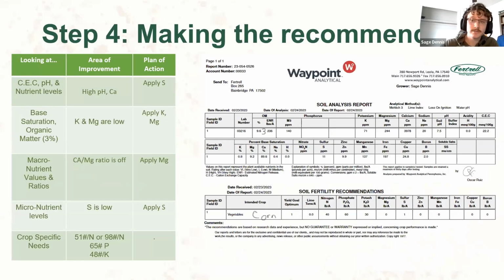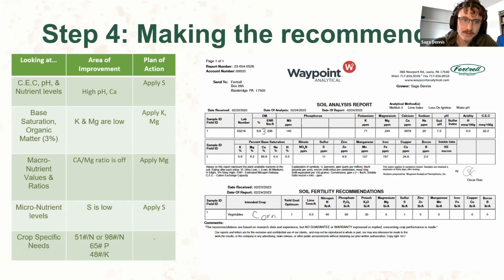So now we're here. Step 4, we're almost done, and we are just getting into the actual recommendation. So let's just break this down piece by piece, just like when we first started looking at it. So let's look at the CEC, pH, and nutrient levels. And we already, as discussed, know that we have a high pH and we have high calcium levels. So what's going to be our plan of action? It's going to be to apply sulfur. And I'll be explaining the reason behind all of this in a moment.